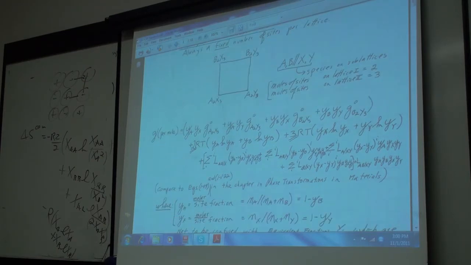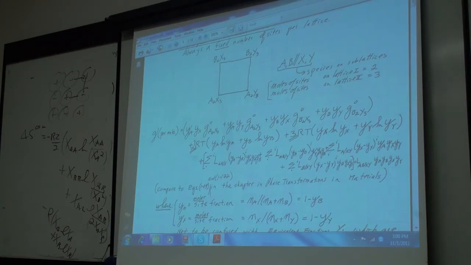The Gibbs energy per mole, this is per mole, is written the same as before. YA, YX is the probability. These YA and YX are the site fractions. YA is the number of A's divided by the number of A's plus the number of B's, and so on. The A's and B's are mixing randomly on one sublattice, the X and Y's on the other.